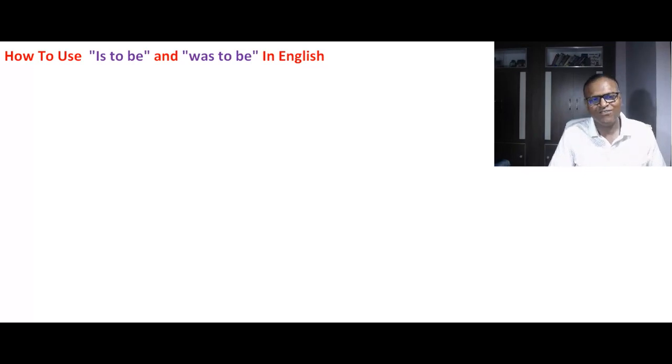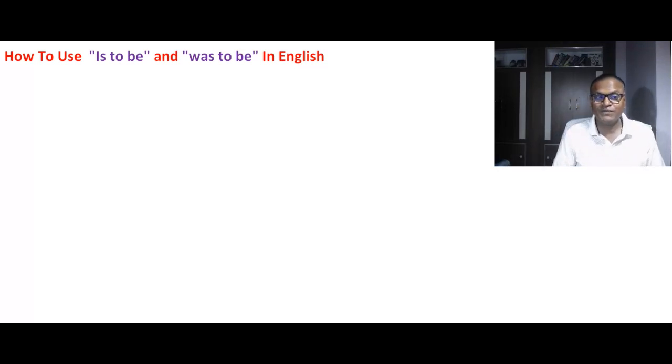Hello my dear students and friends, welcome back. I am going to make a new video here for you, and it's a video where I am going to let you know how to use is to be and was to be. And is to be is for present tense and was to be is for past tense. And is to be is always followed by third form of the verb. Is to be plus V3, was to be plus V3.